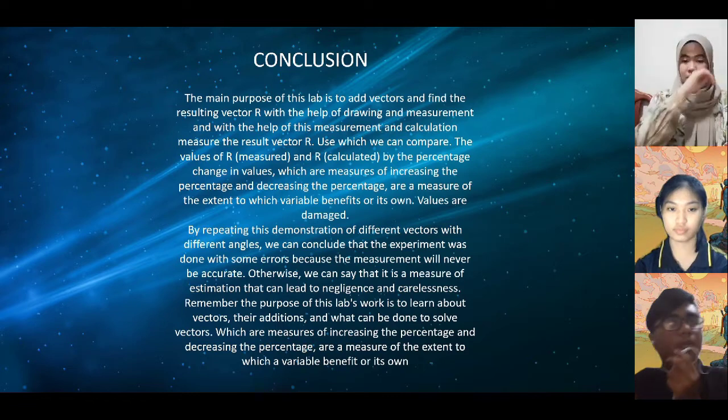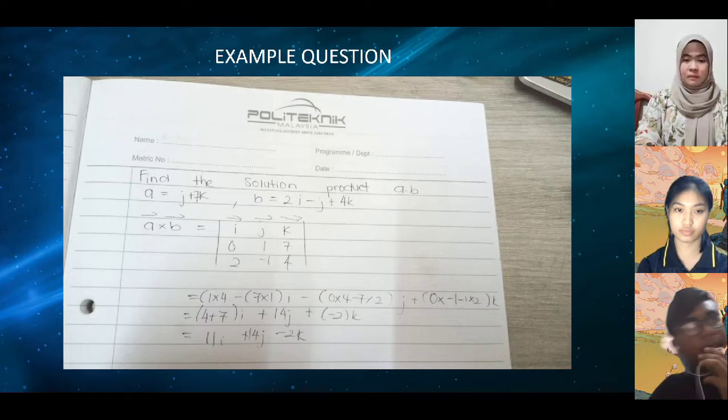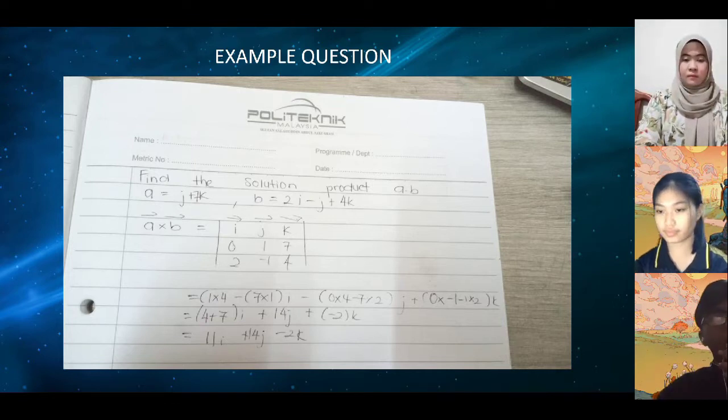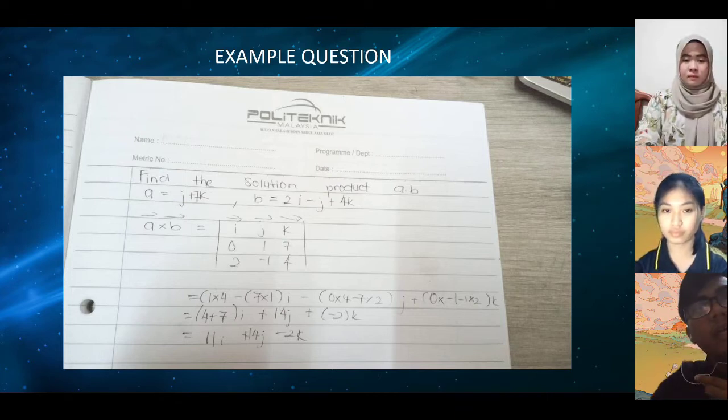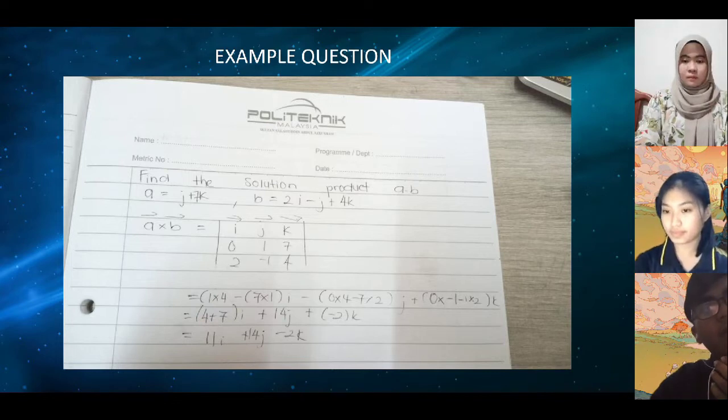Next, I'm going to share with you an example question from the topic scalar and vector. First of all, let's reread the question. The question said, find the solution of the product A times B. A is equal to i plus j plus 7k. B is 7i plus 4k. So what we need to do is use the matrix method to get the answer.